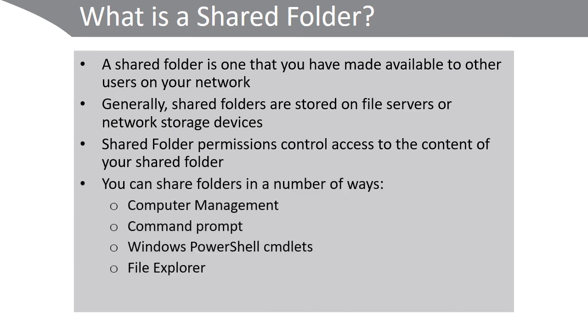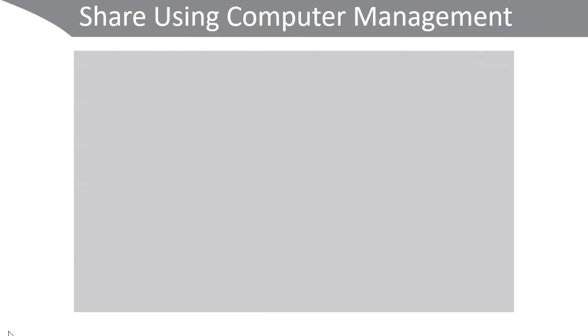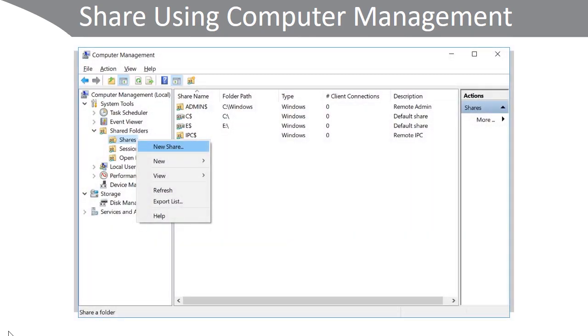In Windows 10, you can share folders in a number of ways: using the Computer Management snap-in, from the command prompt, using Windows PowerShell cmdlets, and by using File Explorer. To share using Computer Management, open Computer Management, navigate to System Tools, Shared Folders, click on Shares, right-click and say New Share. You'll then need to specify the share folder name, what it is you want to share, and then configure permissions.